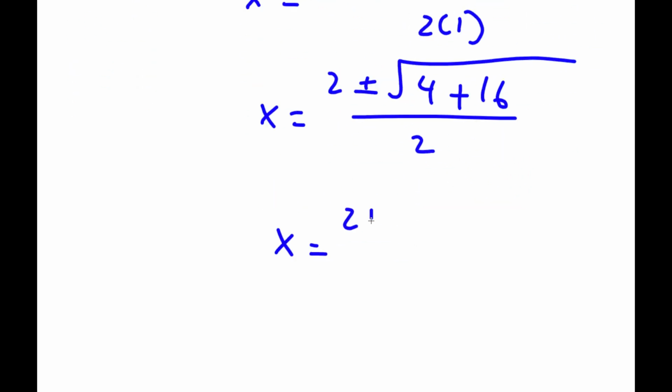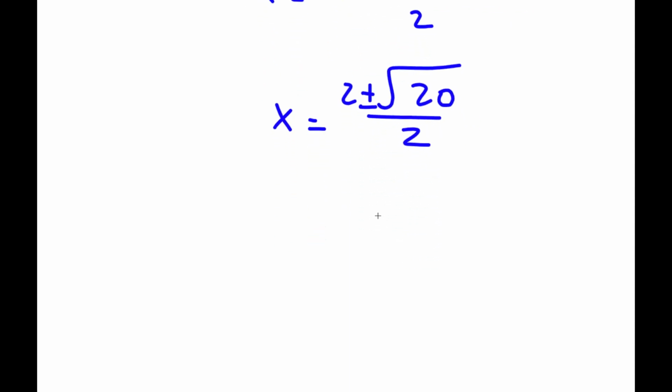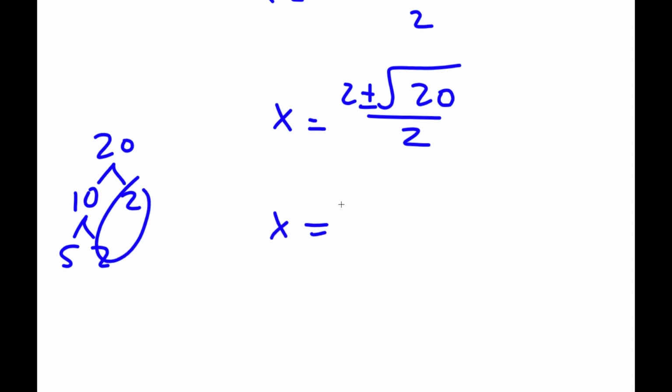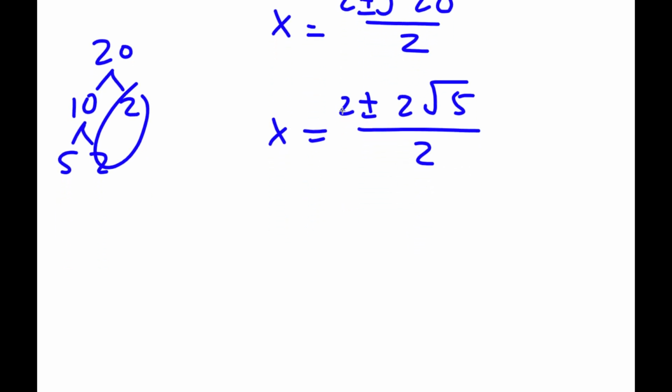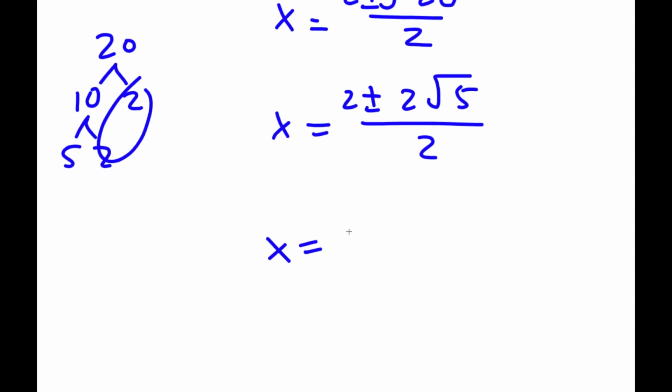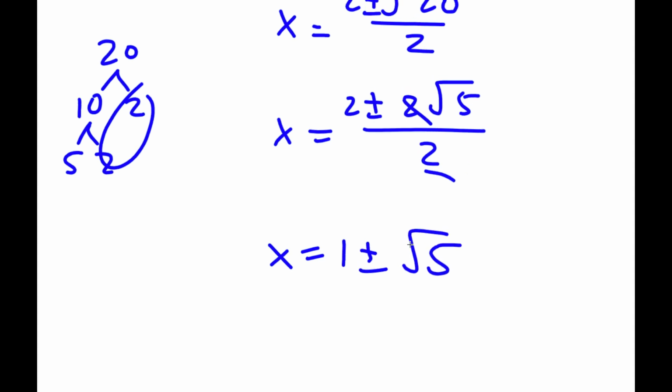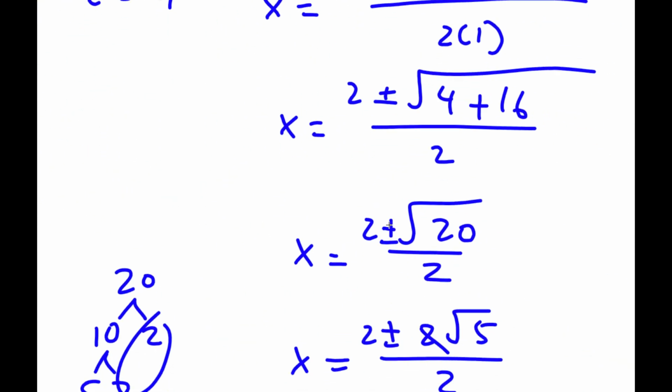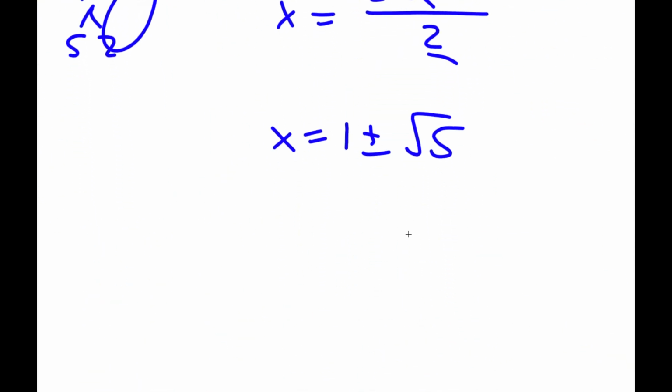Now I have x is equal to 2 plus or minus the square root of 4 plus 16 is 20 over 2. And now the square root of 20 is equal to the square root of 10 times 2, which is equal to the square root of 5 times 2. So now the square root of 20 is equal to 2 root 5, over 2. So now if I divide both these by 2, 2 divided by 2 is 1, so I have 1 plus or minus. These two cancel out, so the square root of 5. So 1 plus or minus the square root of 5 is my answer.